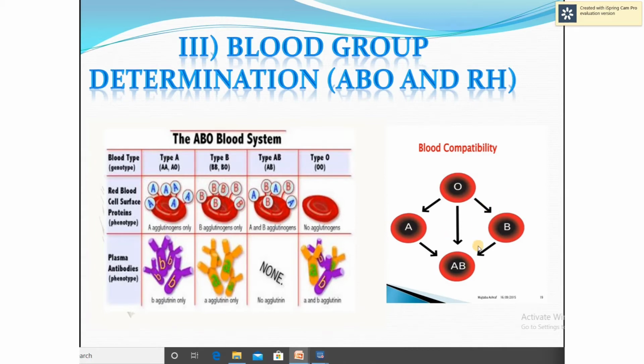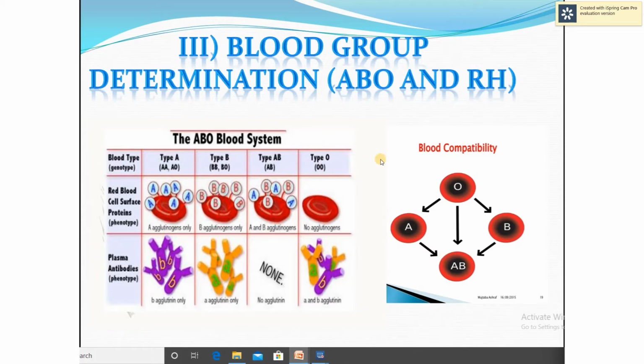Type AB can give blood only to other type AB but can receive blood from any type. As you can see here, type AB can receive blood from any type.